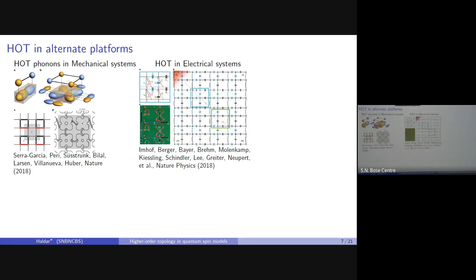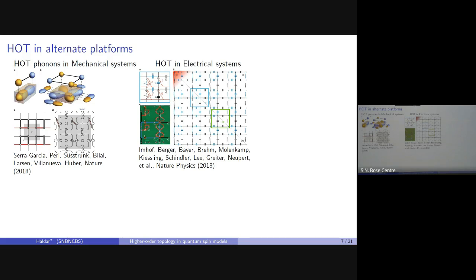Then it doesn't stop there. You can have higher order topology in electrical systems. This is also, I think, a Nature Physics paper. One of the authors is actually the person who also came up with the chiral and helical higher order topology. You can have a network of inductors and capacitors, again, to mimic this BBH model, and get high voltages which stay localized at the corner, like we have shown here. The idea is very universal. People have found things in photonic systems as well.